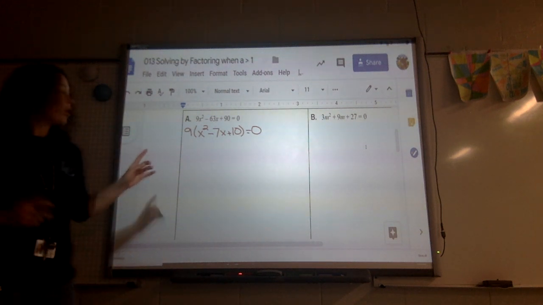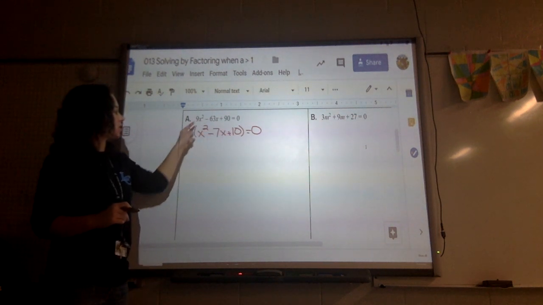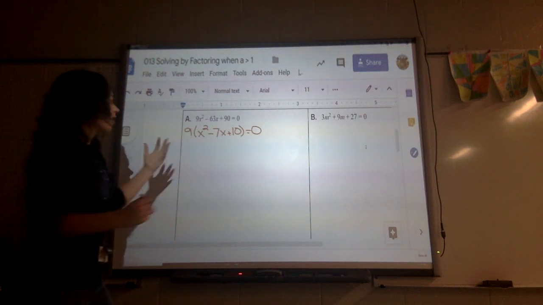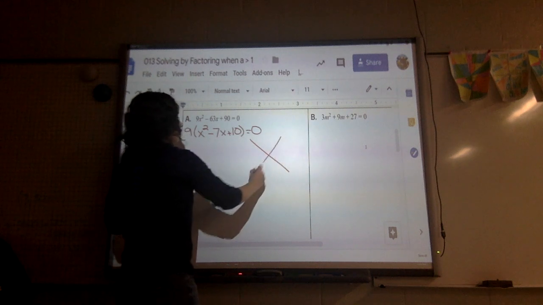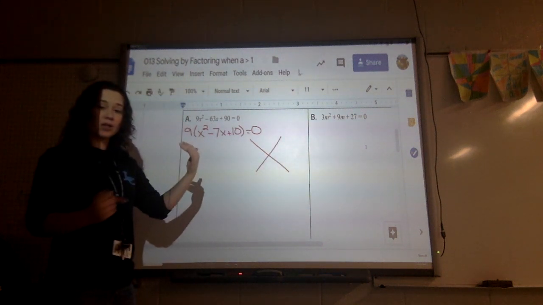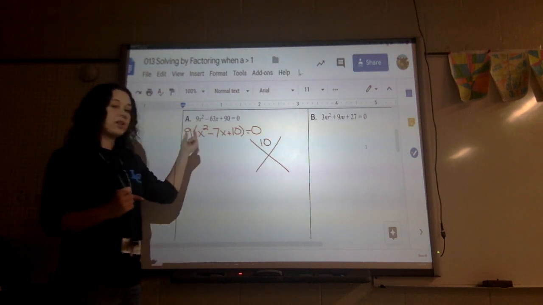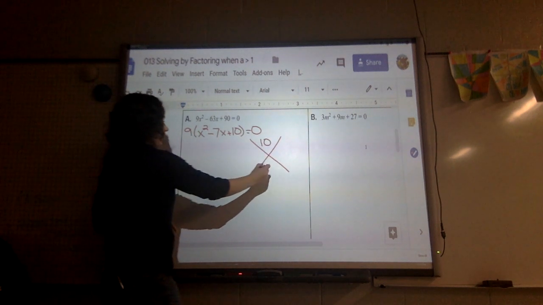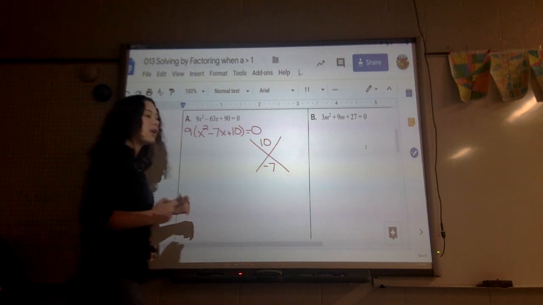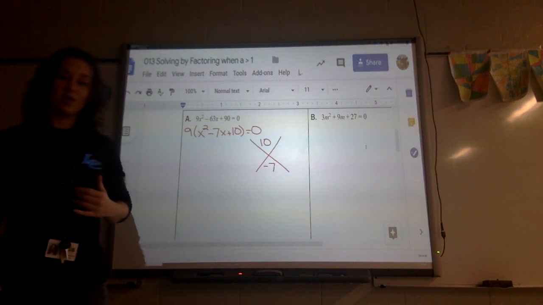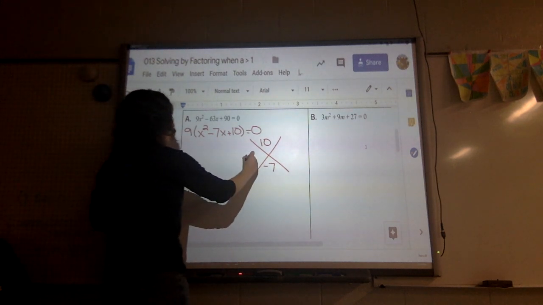So I've started to factor. I'm not done yet. But what I've just done is I've left myself with something in parentheses that is a lot easier to work with. So now I go and I draw my x. C, or the number by itself, still goes on top. So that's a 10. And negative 7 is going to go on the bottom. So now I'm looking for 2 numbers that multiply to positive 10, add to negative 7. Well, that's negative 5 and negative 2.